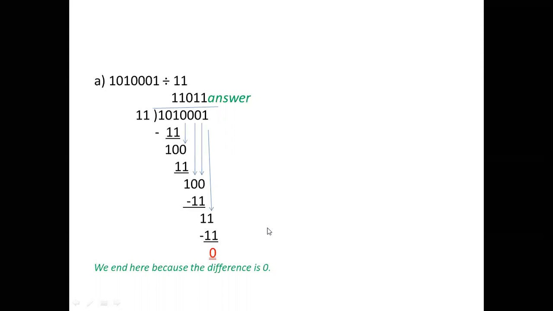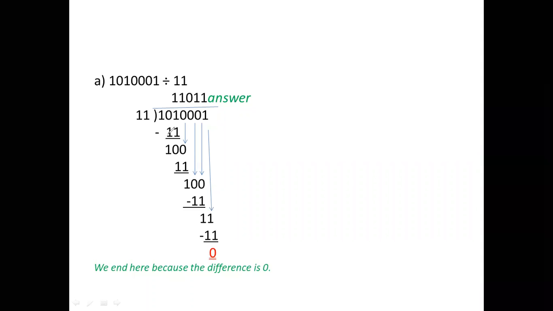The concept still remains the same as how we divided decimal numbers. All right. Now let's come here and see how we would go about it. Right. We start from here. 11 into 10, it can't. So we go to 101. 11 into 101, that will be 1. And we write the 1 just on top of the last bit of our number. So that would be 1.